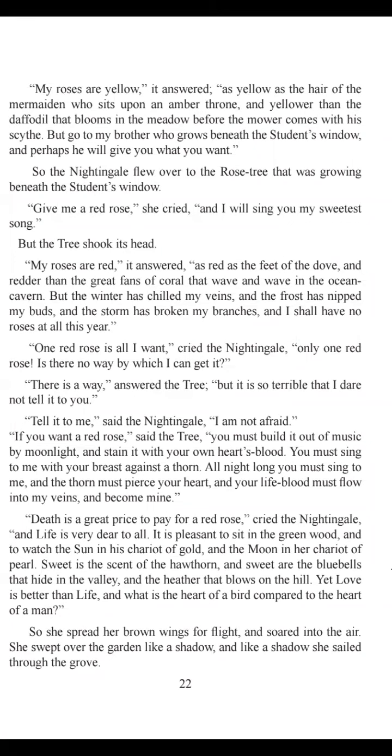So this climax of the plot is now going to be a very interesting one because the third rose plant is giving another good idea. Now we'll see what he says. "One red rose is all I want," cried the nightingale. "Only one red rose. Is there no way by which I can get it?" So Nightingale is so highly worried. Why can't I get a red rose from here? Highly worried, now it's weeping for that. I'm asking only one. Try to give me one.